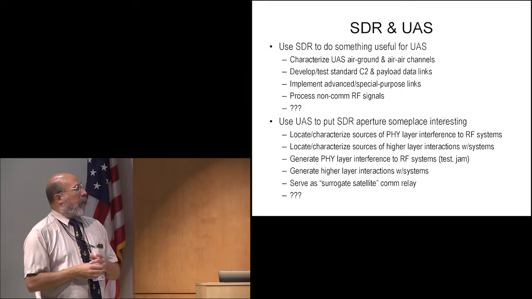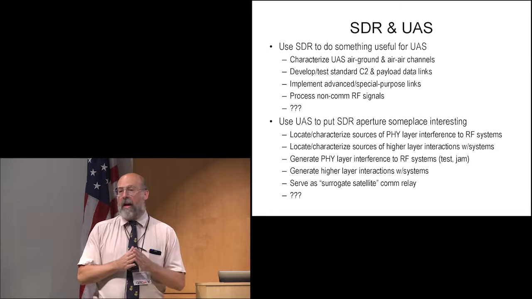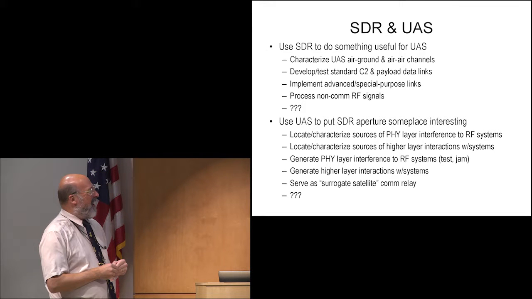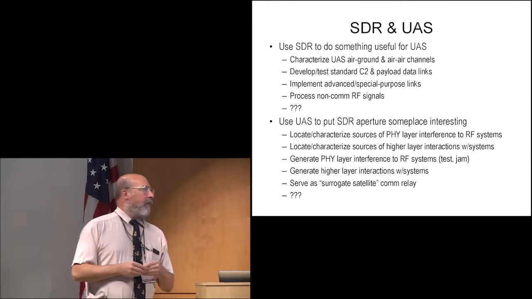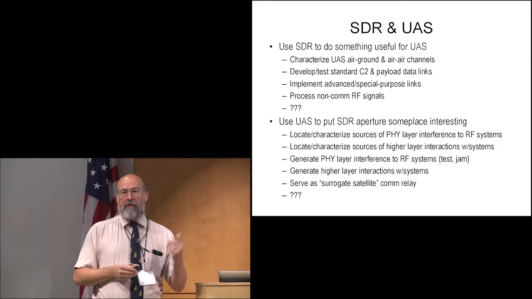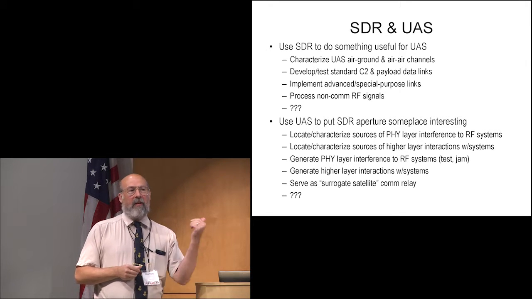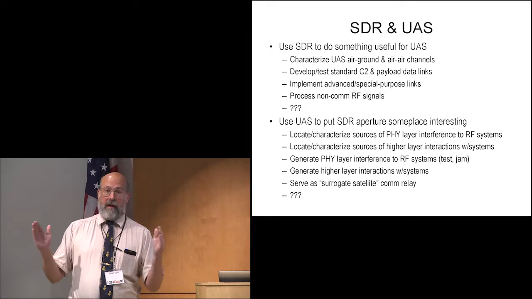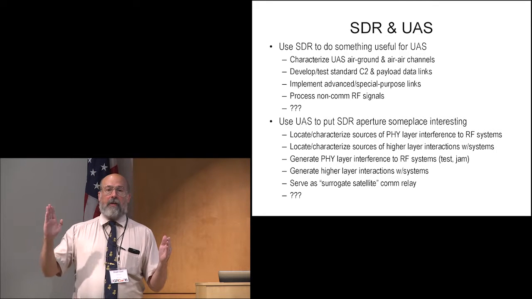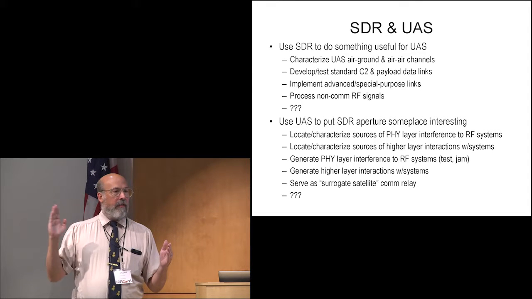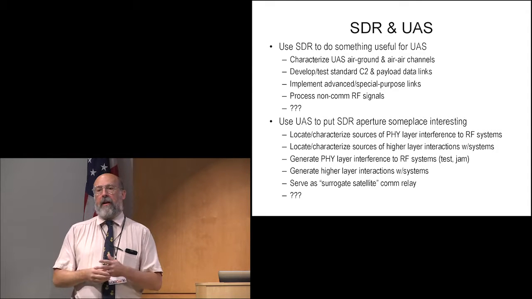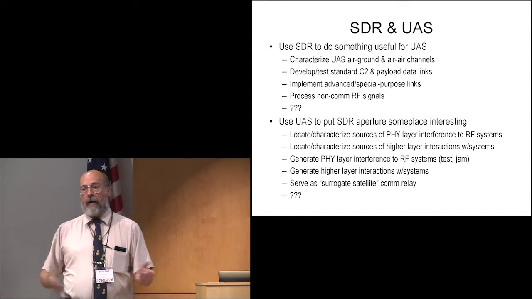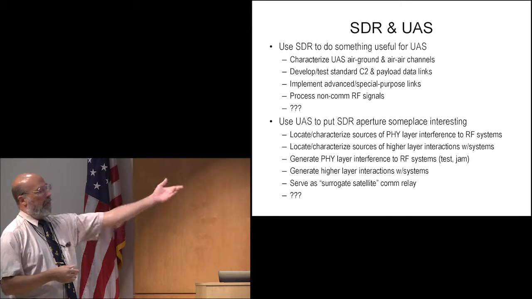You may need to locate or characterize sources of what I'll call higher layer interactions with systems, as Balint is fond of doing. We could use it also to generate PHY-layer interference to RF systems, which is legitimate if what you're doing is testing. And the video that I wanted to show Monday but wasn't able to was basically that. It was an LTE signal, and I was watching a tone walk through that signal, a tone that we were intentionally generating so that we could measure our ability to measure the interference. Right? And the other thing we can do, of course, is jam.